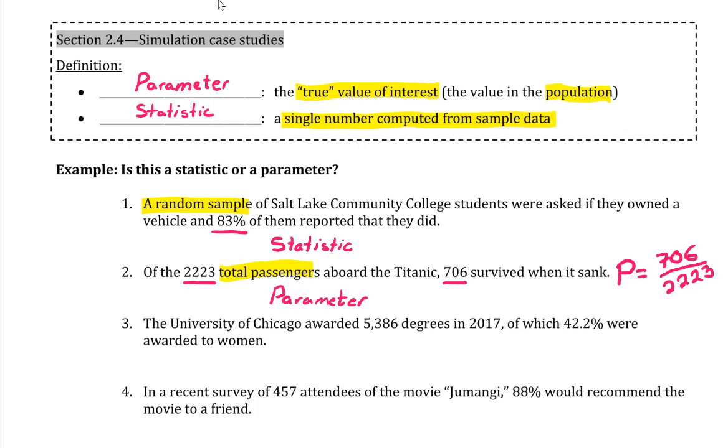Next example. The University of Chicago awarded 5,386 degrees in 2017, of which 42.2% were awarded to women. Would this 42.2% represent a parameter or a statistic? Because this value comes from all of the degrees awarded in 2017, we know it should represent a parameter.